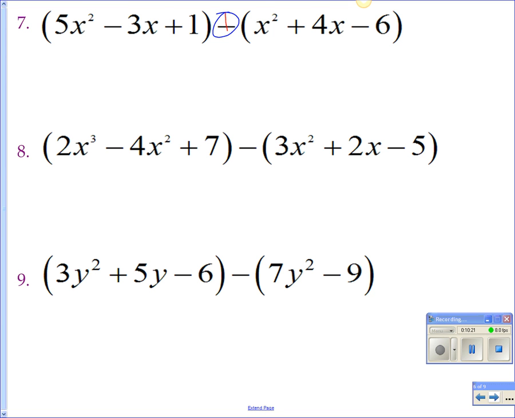So for instance, was this x squared positive or negative to begin with? It was positive, and we're going to make it negative. So put a negative in there. 4x, was it positive or negative to begin with? Positive, so we're going to make it negative. And negative 6 becomes what? Positive. So when there's a minus in front of parentheses, you change every single sign to the right of it. Okay? So now it is an addition problem.